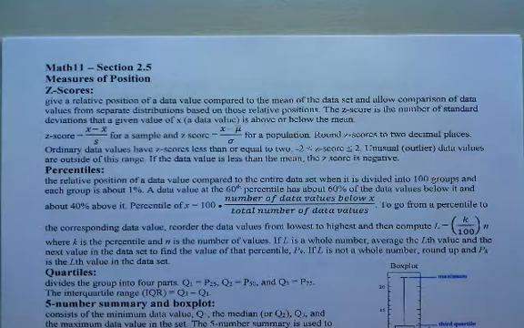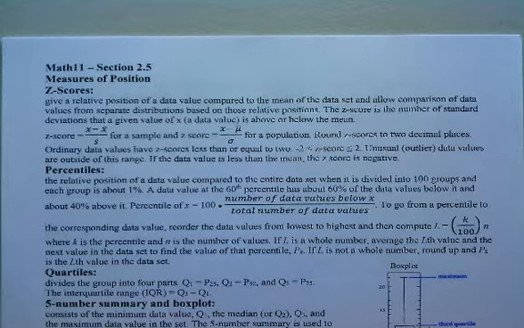Ordinarily, data values have Z-scores that are within 2 standard deviations. Unusual outlier data values are outside of this range. If the data value is less than the mean, the Z-score is negative. And again, the negative sign just means that the relative position is less than the mean. A positive means the relative position is above the mean.